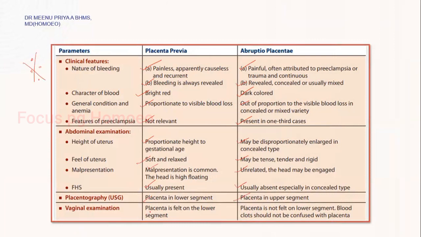On vaginal examination, the placenta is felt in the lower segment in placenta previa. In abruptio it is not felt in the lower segment. Blood clots should not be confused with placenta. So these are the differences, very important. You have to remember the proper differentiation between placenta previa and abruptio placenta and not get confused.